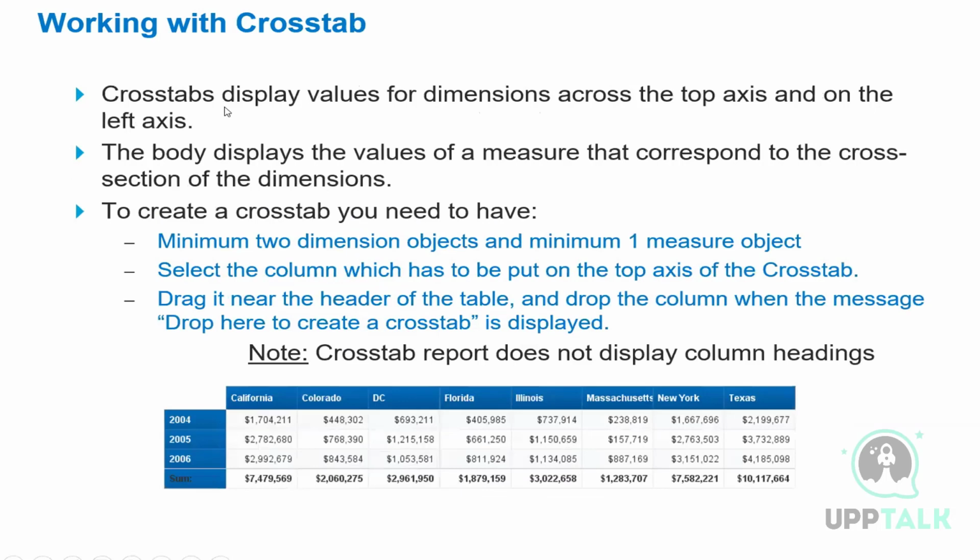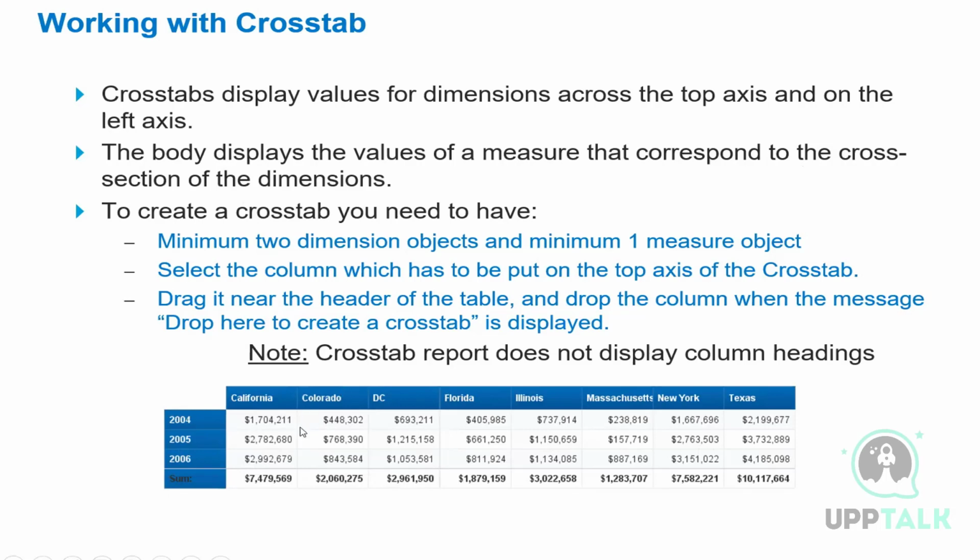Working with cross tabs, as we already discussed, a cross tab displays values for dimensions across the top axis and on the left axis. So we have dimensions in the left axis and top axis, and we have data in the body here. This representation is called a cross tab. The body displays the values of a measure that correspond to the cross section of the dimensions.